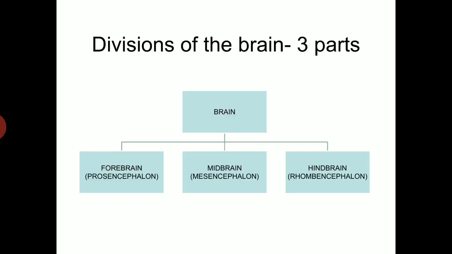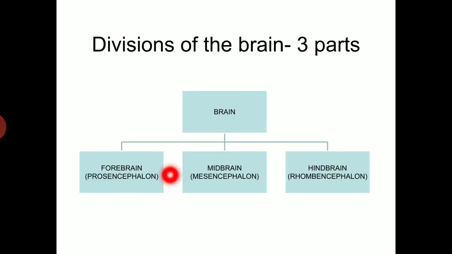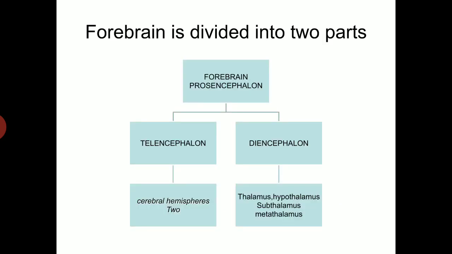Now, division of the brain in three parts. As we know, this is the primary brain structure: forebrain, which is known as prosencephalon, midbrain, mesencephalon, and hindbrain, rhombencephalon. Now, this forebrain prosencephalon is divided into telencephalon and diencephalon. From telencephalon, there is formation of two cerebral hemispheres, and from diencephalon, formation of thalamus, subthalamus, metathalamus, and hypothalamus.